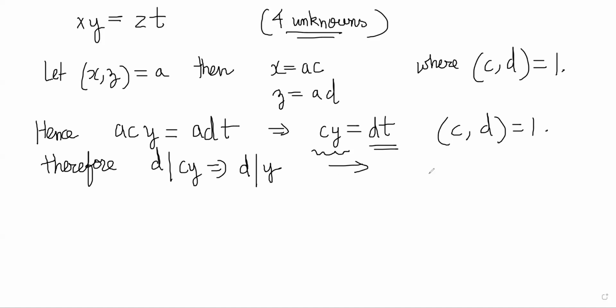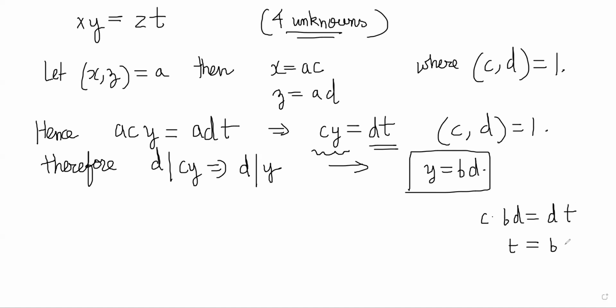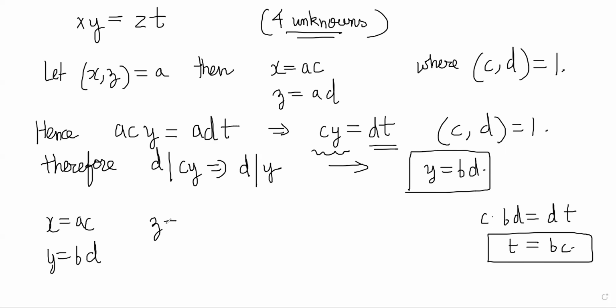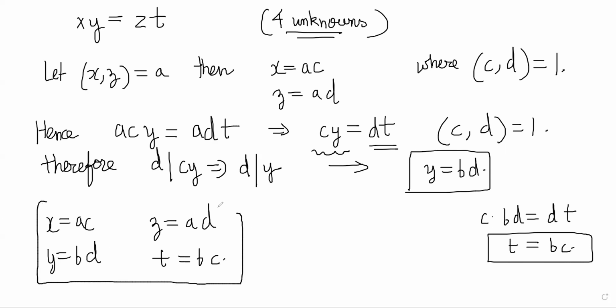So if d divides y, you can assume y to be bd, and if you put y is equal to bd here, you'll get c into bd is equal to dt, so t will become bc, right? So finally you are getting what? You're getting x is ac, y is bd, z is ad, and t is bc. These are the four basic solutions in positive integers for this equation.